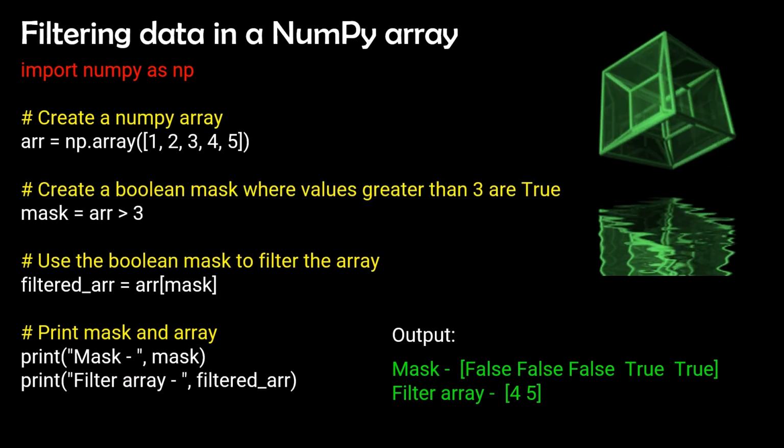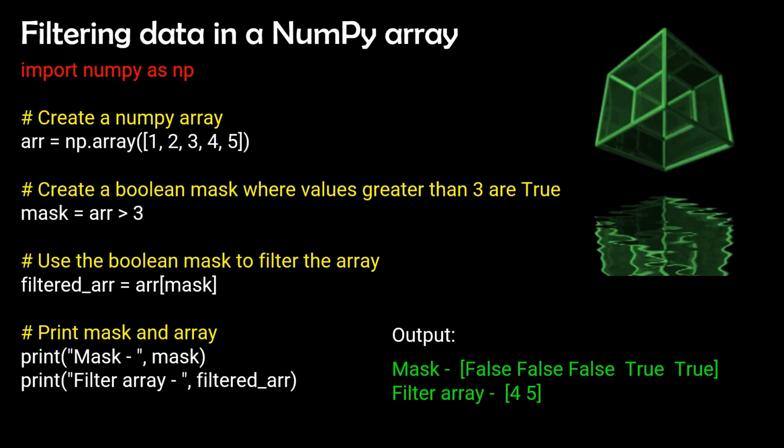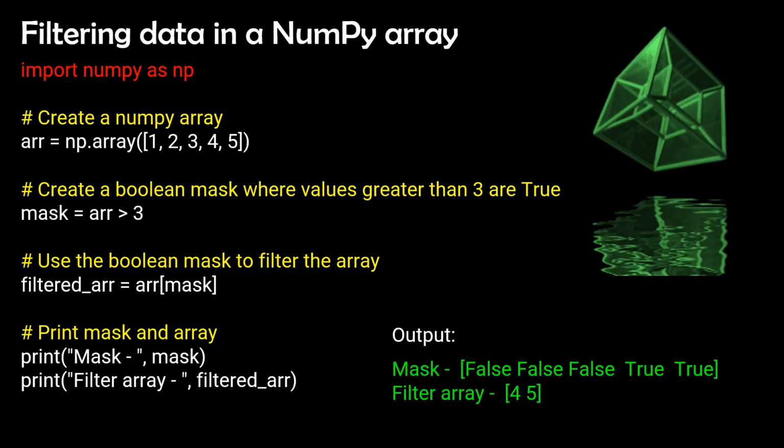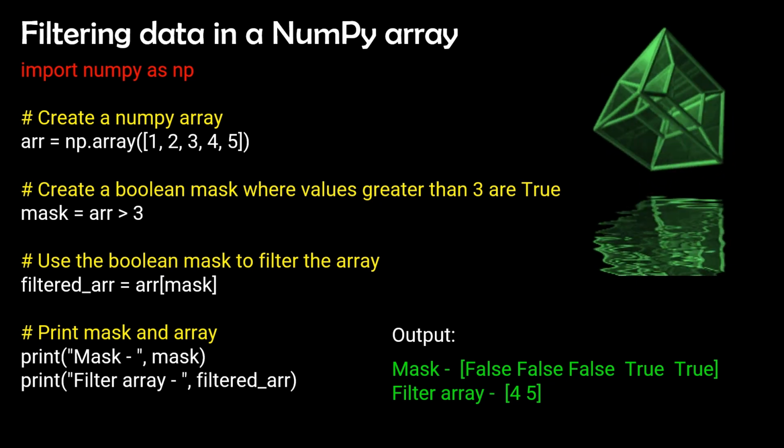Filtering a NumPy array. In this example, we create a NumPy array with values 1, 2, 3, 4, 5. We then create a Boolean mask where values greater than 3 are true using the expression ARR > 3.